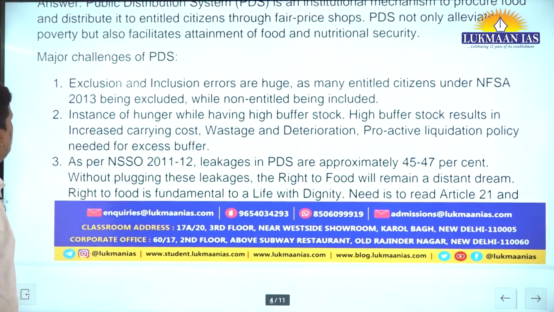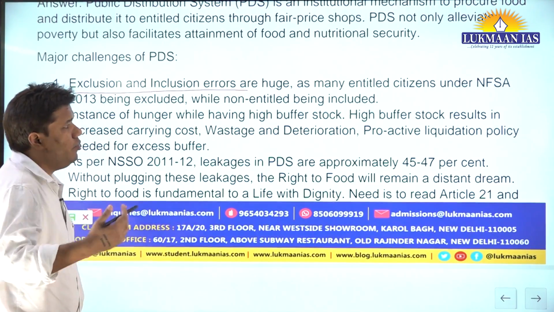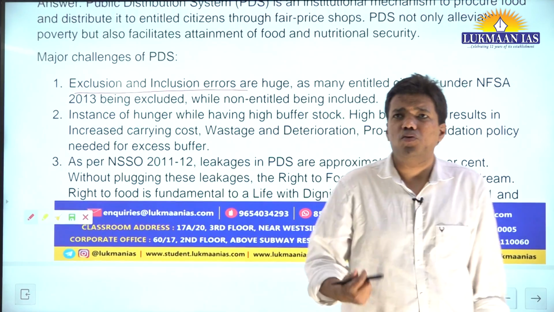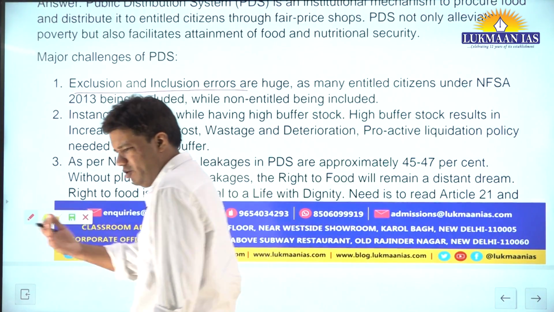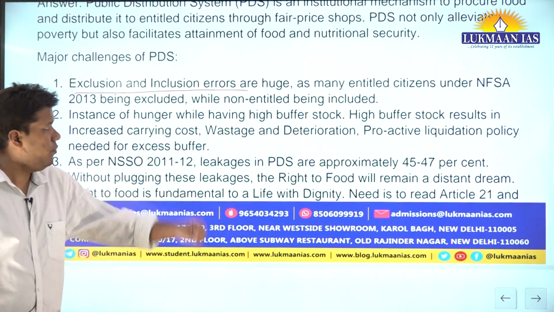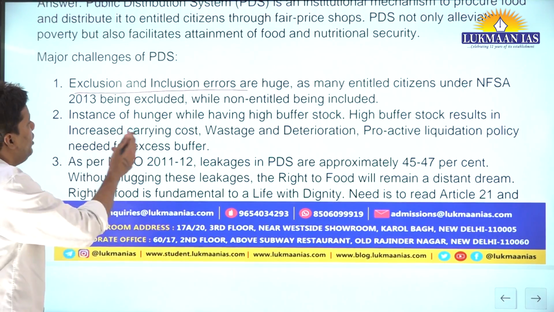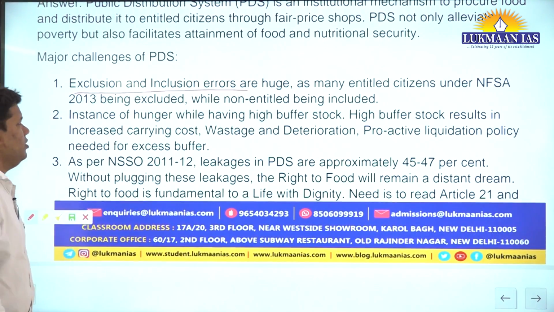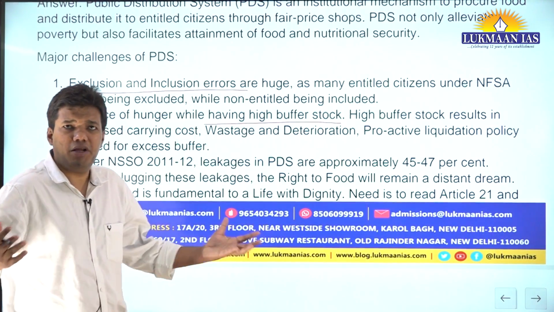What are the major challenges? So, the biggest challenge of PDS is exclusion and inclusion errors. Exclusion errors means that many entitled citizens who were supposed to get that food could not get it. And inclusion errors are mainly leakages, untitled people getting it. Under the National Food Security Act, being excluded while there are instances of high hunger while having high buffer stock. Yes, it's India, India maintains a high buffer stock.